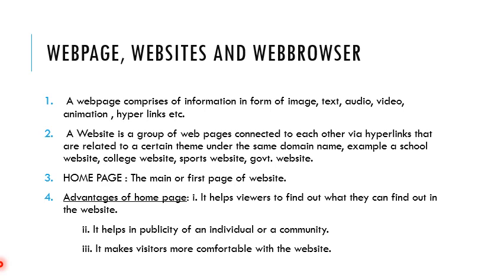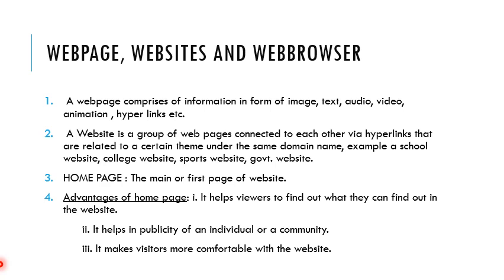If you add some audio and video in this, then you might have a web page having other components, the multimedia components. A website is a group of web pages connected to each other via hyperlinks that are related to a certain theme under the same domain name. For example, take a school website or a college website or a sports website or maybe a government website for that matter. So you open a school website, and you will see everything related to school over there.